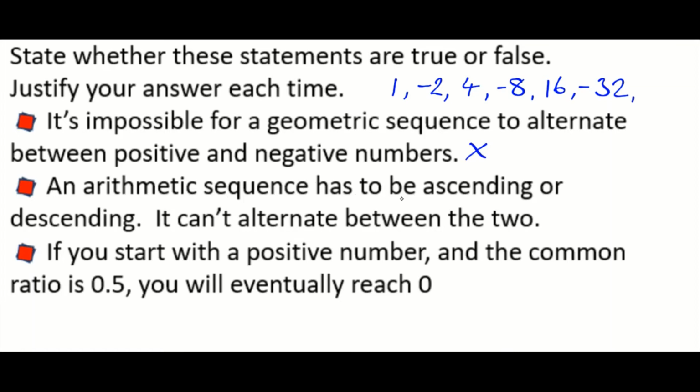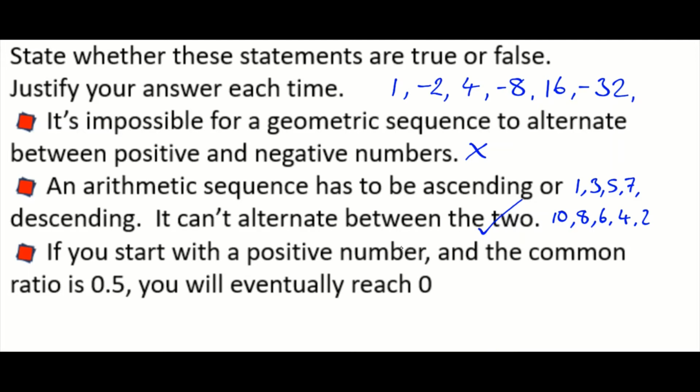An arithmetic sequence has to be ascending or descending. It can't alternate between the two. Now that one is true, because if you think about it, if you are adding the same thing each time, let's say you're adding 2 each time, we'd have 1, 3, 5, 7, that's going to keep going up and up forever. If you were subtracting the same thing each time, let's say if we were subtracting 2, we'd have 10, 8, 6, 4, that's going to keep going smaller and smaller forever. So it can't alternate between the two. That is a true statement.